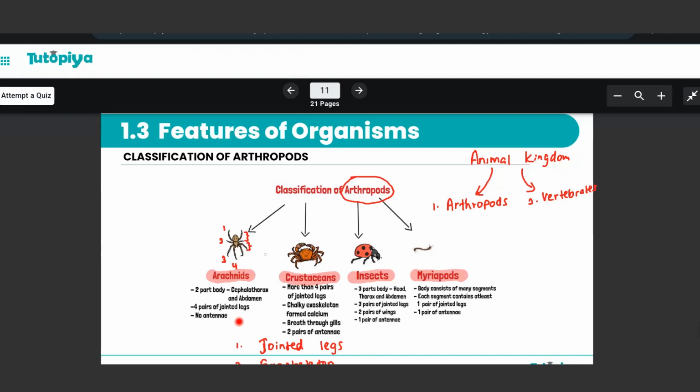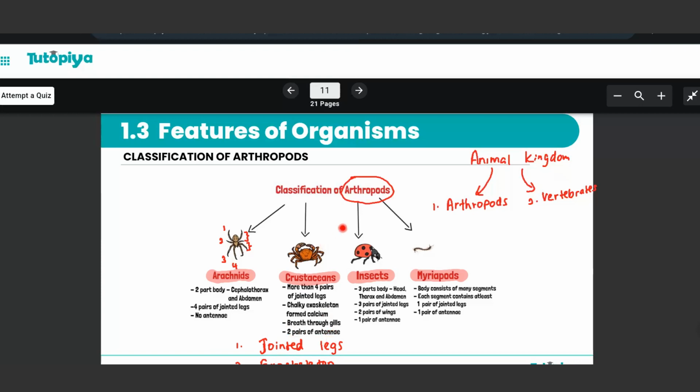So now let's move on to the second group of arthropods, who are the crustaceans. Now, crustaceans include crabs and lobsters and prawns, etc. So if you think about the crustaceans, these crustaceans have more than 4 pairs of jointed legs. And a unique feature of them is their chalky exoskeleton. Now, we've all seen the hard shell around a crab and a lobster, right? So that's their hard exoskeleton. And the next feature is that crustaceans breathe through gills, and they all have two pairs of antennae.